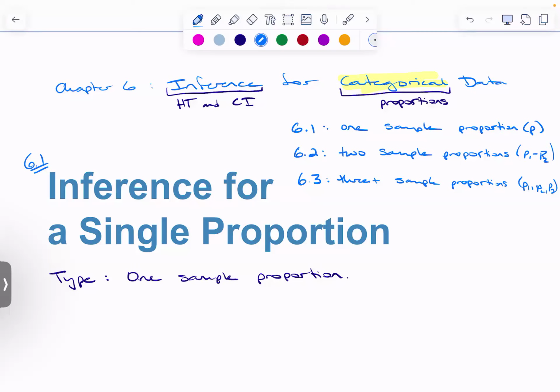And then finally in 6.4, we consider if two categorical variables, right, are independent of each other. Two categorical variables, to see if they are independent.